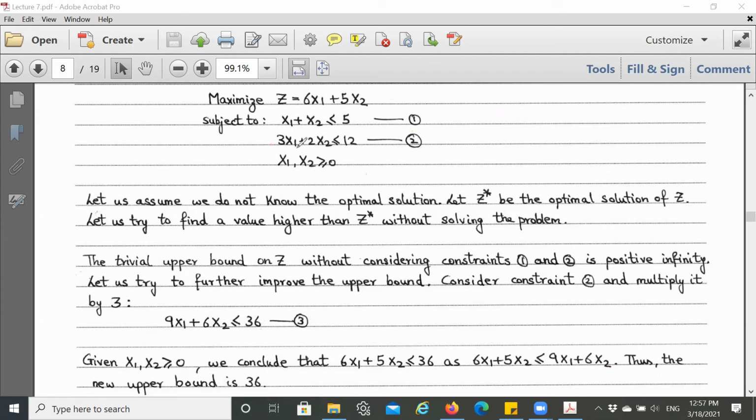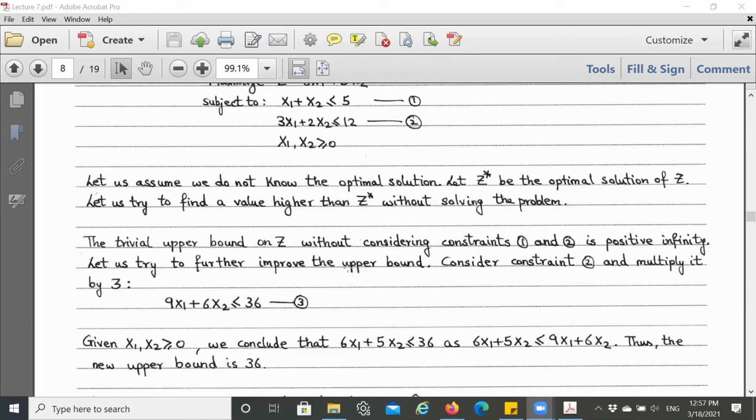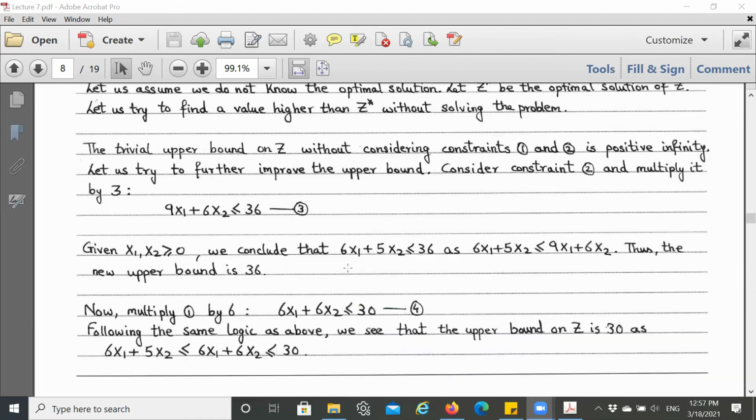Okay, and now did you understand why I multiplied 3 to constraint 2, in order to make it some value which would give me a greater value than the objective function? Can we do the same with the first constraint, like multiplying? Hold your horses. You're going to do the same thing. Okay, now this is to answer your question.